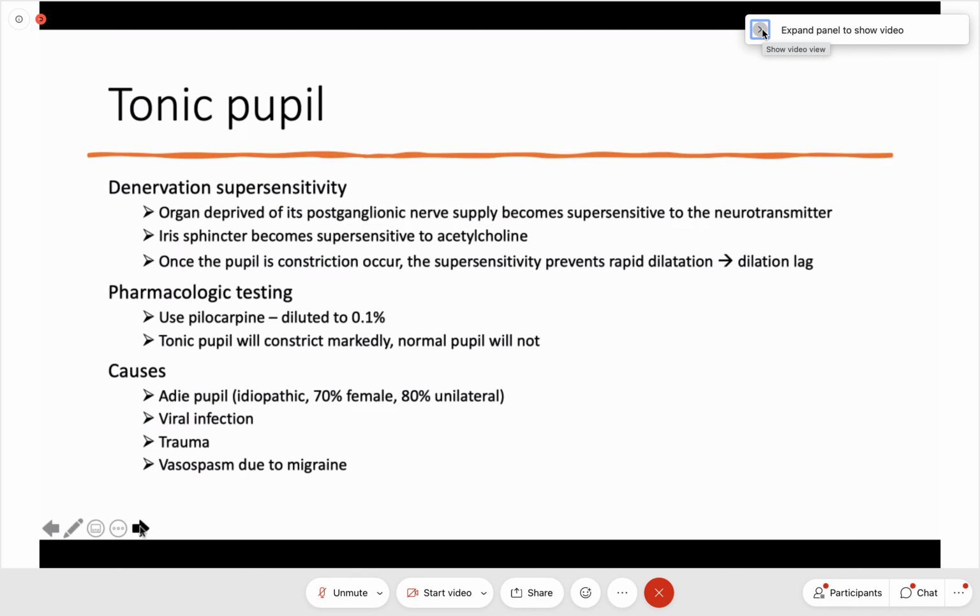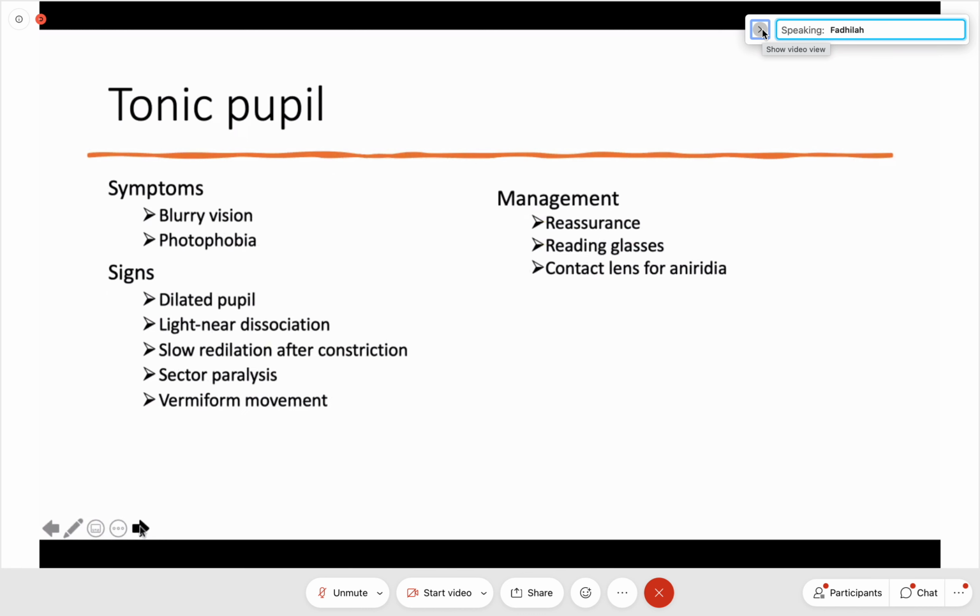Now, what are the causes of tonic pupil? The idiopathic cause is called Adie's pupil. In Adie's pupil, you will see more in female and usually it's unilateral. Tonic pupil can also be caused by viral infection, trauma, or vasospasm due to migraine.